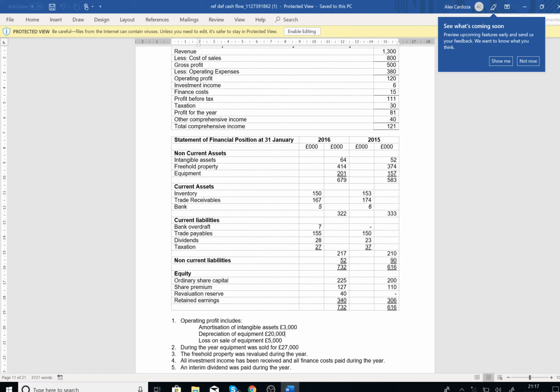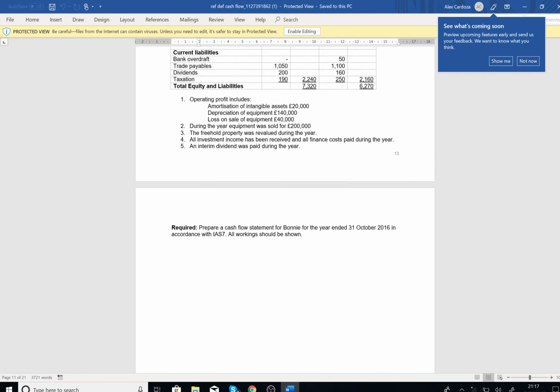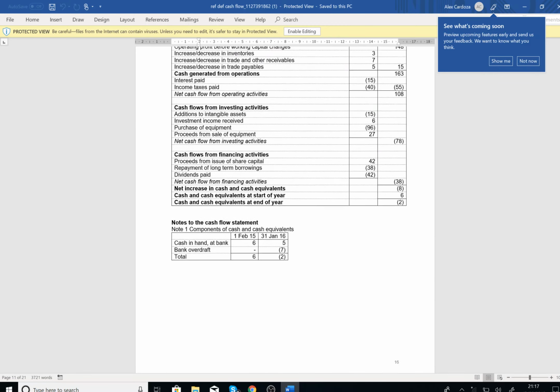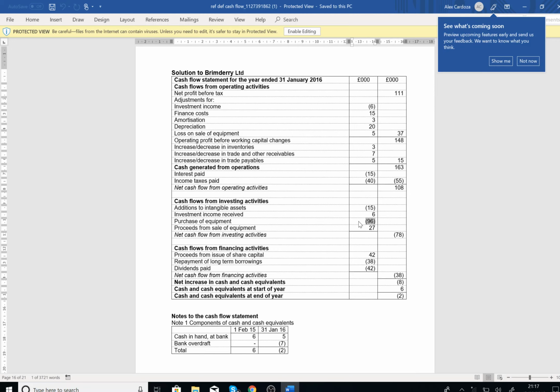Then that 52,000 you add to the most recent value of your equipment. So you add that to the 201,000, minus the original value that you had, which was 150,000, and you've got 96,000. And as you can see here, once you get that, you add that to the 2016 amount. So 96,000 here.